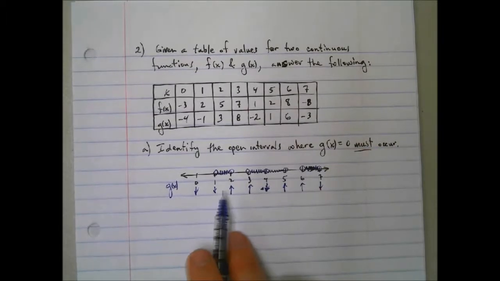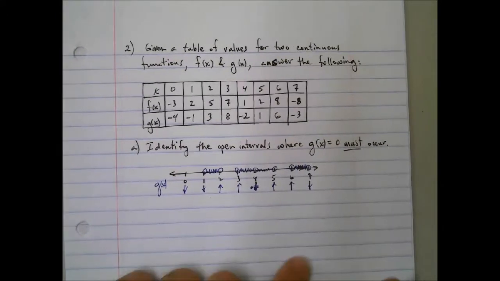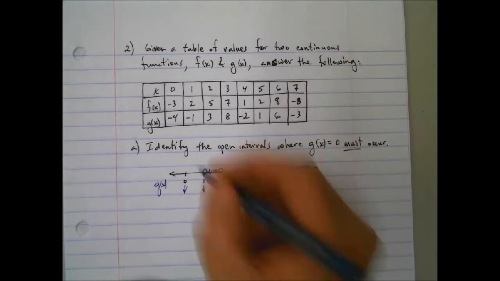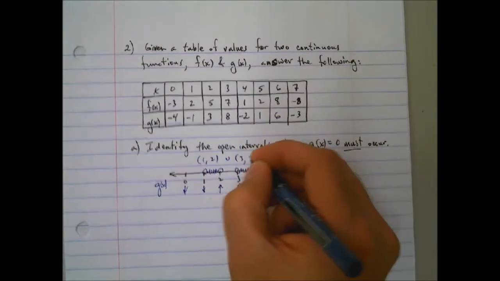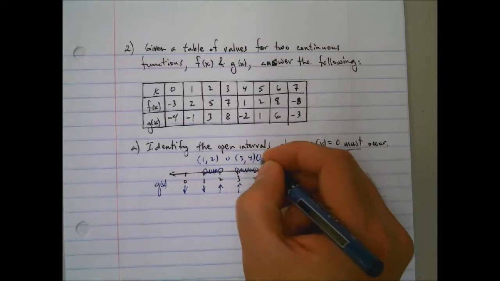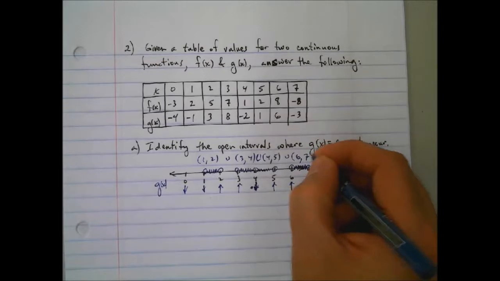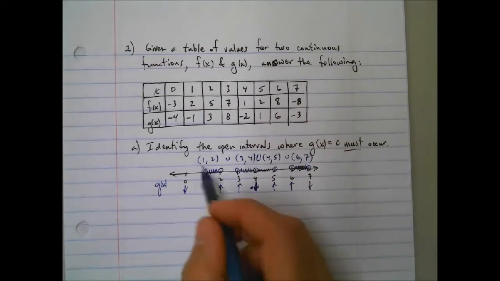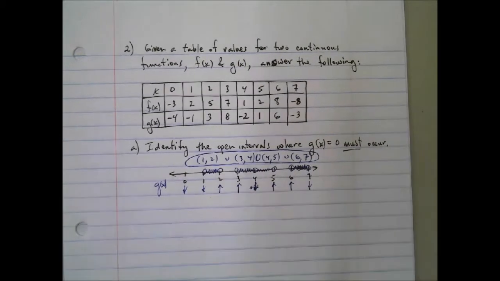Okay, so this is number lines, kind of messy. Let's write it out in interval notation, what we have going on. So we've got 1 to 2, union 3 to 4, union 4 to 5, union 6 to 7. Those are the ones where it had to have crossed somewhere in those intervals.